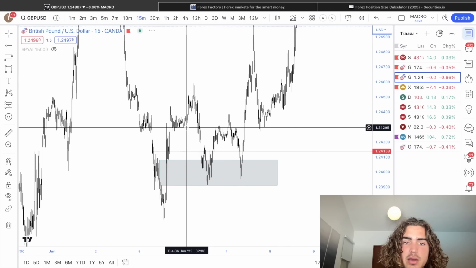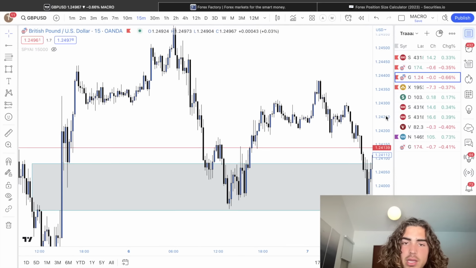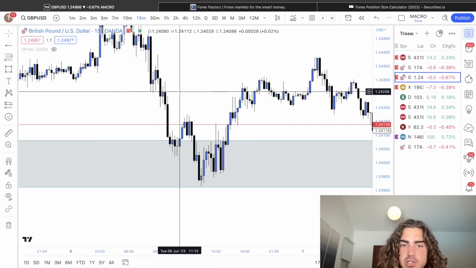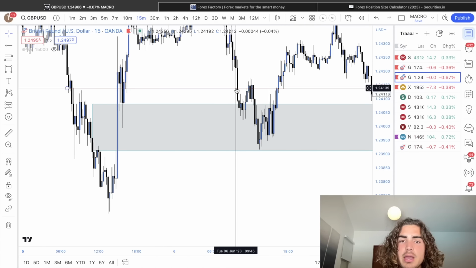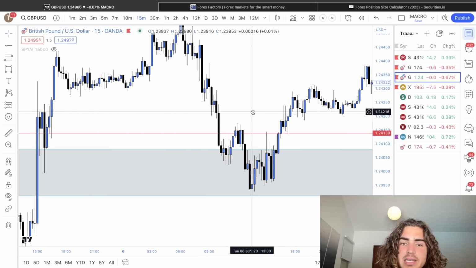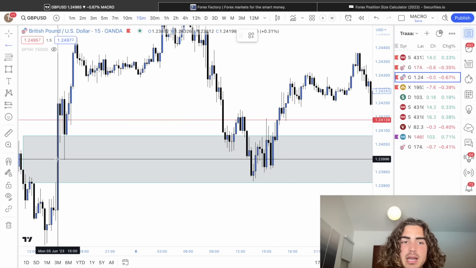What can we do? Scale down onto a lower time frame. Maybe 15 minutes since we're on the hourly. Okay, what are we waiting for? Trend shift, trend change. Okay, we do get a move here, break of structure right here. What would I ideally want? Probably for this liquidity to get taken out, right?